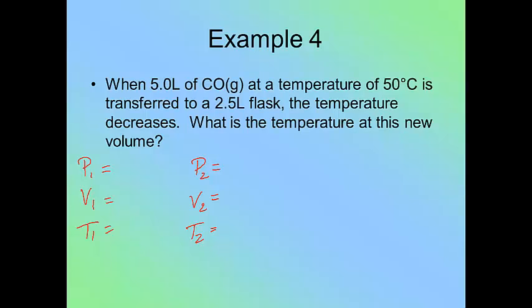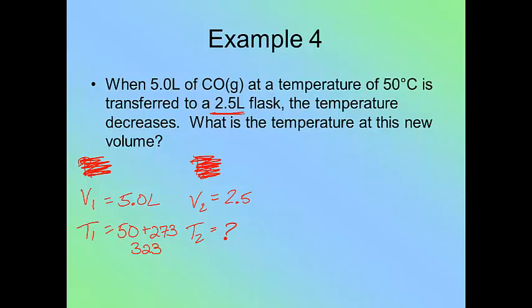So it tells me my volume is 5.0 liters, and it tells me my temperature is 50 degrees Celsius. And again, it's going to be 50 plus 273, which is 323. The new volume is 2.5 liters. And it says, what is the new temperature? So my new temperature is what I'm solving for. Now notice they didn't give me a pressure. Well, since they didn't give me a pressure, cross it out.